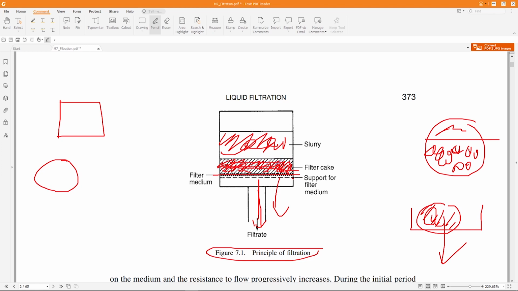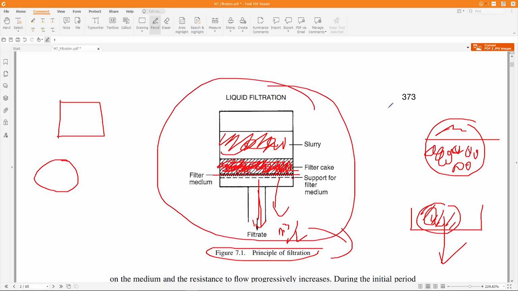And this will offer some resistance to the flow. So as the solid particles get deposited over the filter medium, the filtrate flow rate will start to reduce. At the start, the filtrate flow rate, let's say in meter cube, will be high when no filter cake has formed. As time passes, there will be filter cake here. It will offer resistance to flow, and then the filtrate flow rate will reduce. So this is the principle.